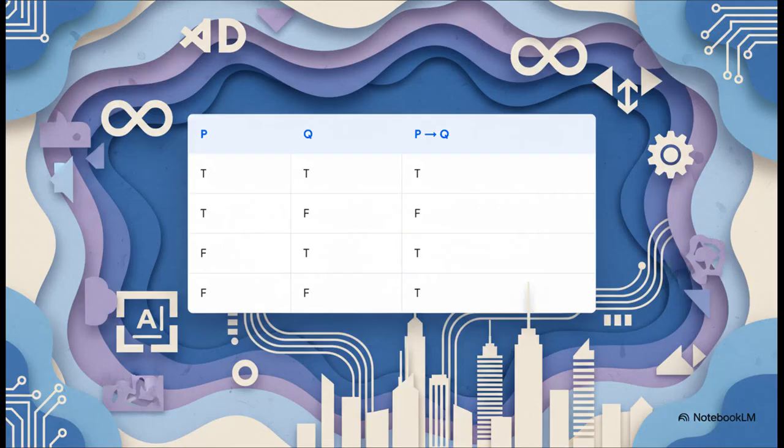Now this table right here, this is how logicians define this relationship. The first two rows make total sense. If you start with a true premise and get a true conclusion, the logic holds. True. If you start true and get a false conclusion, the logic is broken. False. But check out the bottom two rows. If our starting premise P is false, the whole if-then statement is considered true.